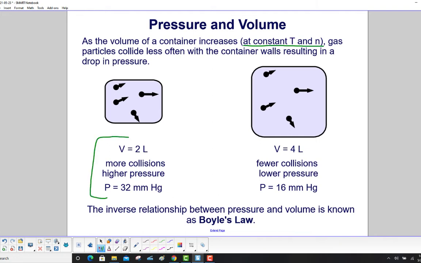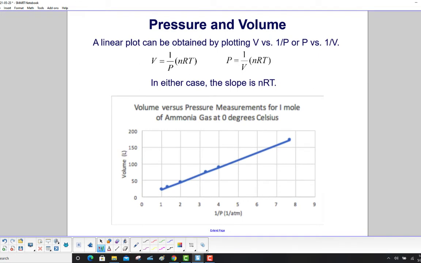So here we have a volume of 2 liters, more collisions, higher pressure, 32 millimeters of mercury. Over here, fewer collisions, lower pressure, and a pressure of 16 millimeters of mercury. The inverse relationship between pressure and volume is known as Boyle's law. A linear plot can be obtained by plotting V versus 1 over P or P versus 1 over V. In either case, the slope will be nRT.